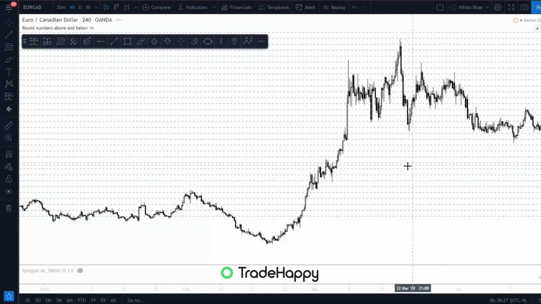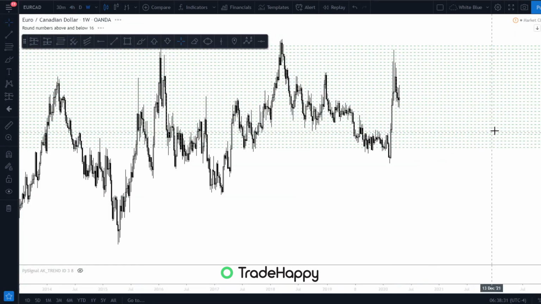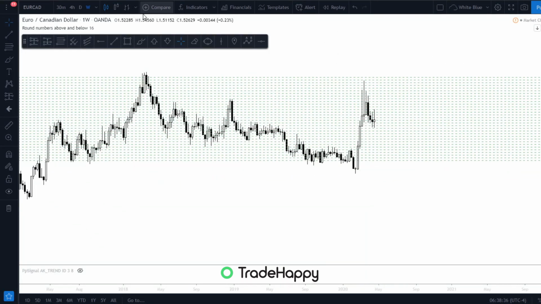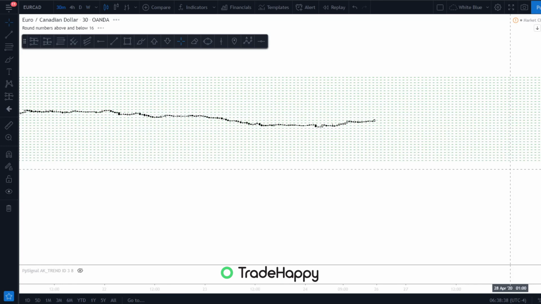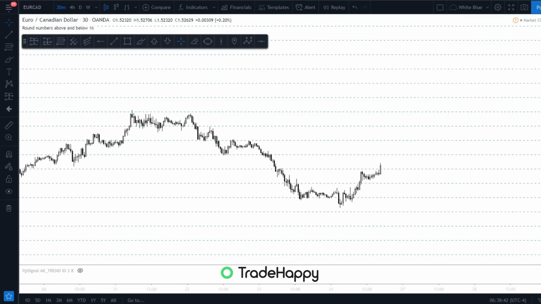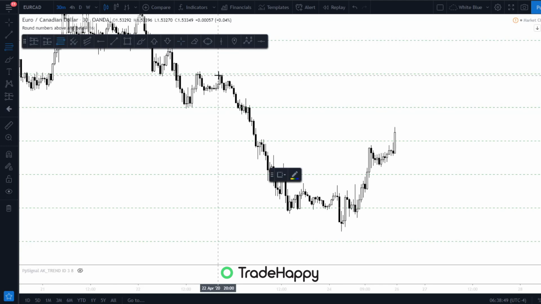It looks like we're in a bit of consolidation at the moment. If we go on to the higher time frame, yeah, I'd probably be looking for shorts on here. On to the 30-minute, and there's a possible trade setting up.